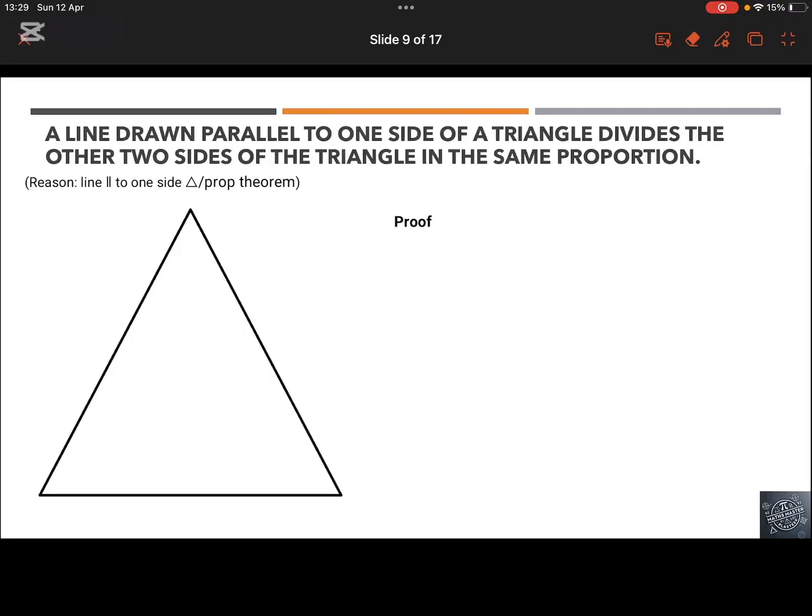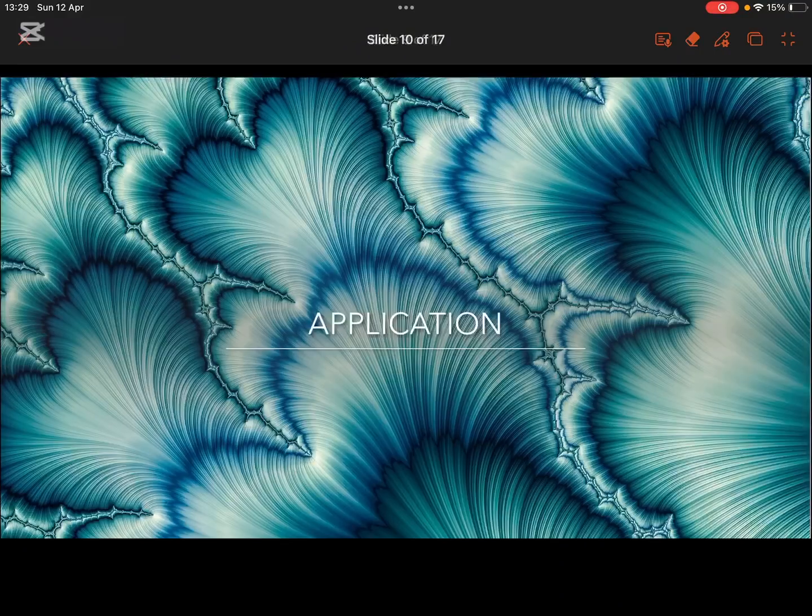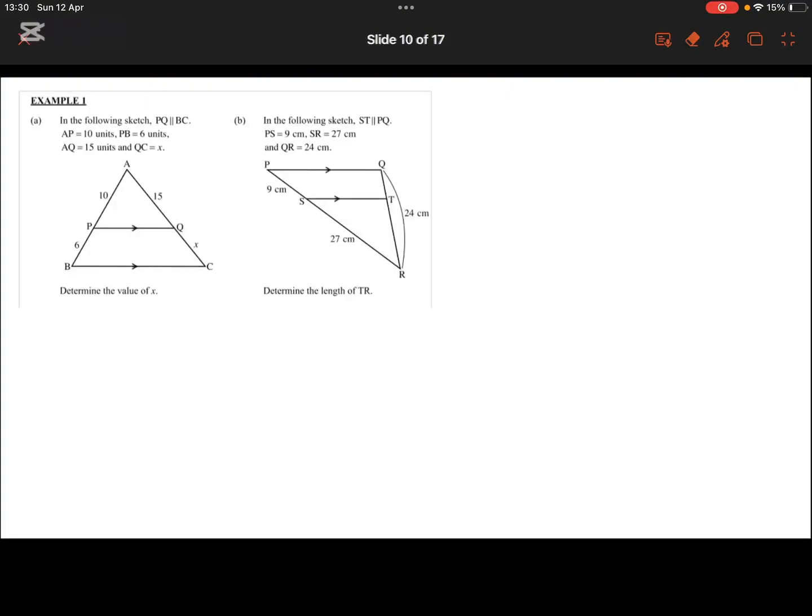Previously, we were focusing on the proofs. We have proven that if a line is parallel to one side of the triangle, it divides the other two sides proportionally. So today we'll be diving into the application of the proportionality theorem, or a line drawn parallel to one side of a triangle, and we'll be working on the application of it.